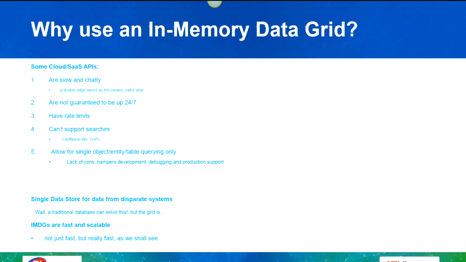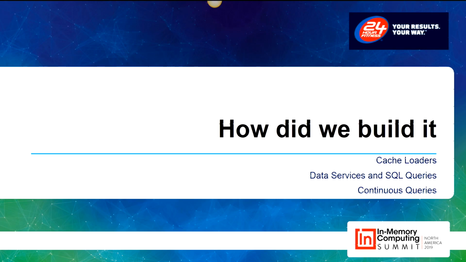And then the other thing is, in-memory data grids are fast. You could probably do a lot of this in a converged database or a traditional file database that is not memory first, a non-in-memory database, but the grid is very fast and scalable. So I have some examples of timings that we've been able to achieve.